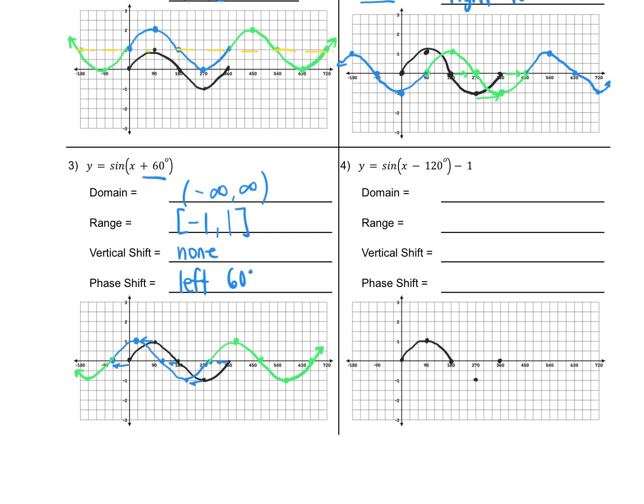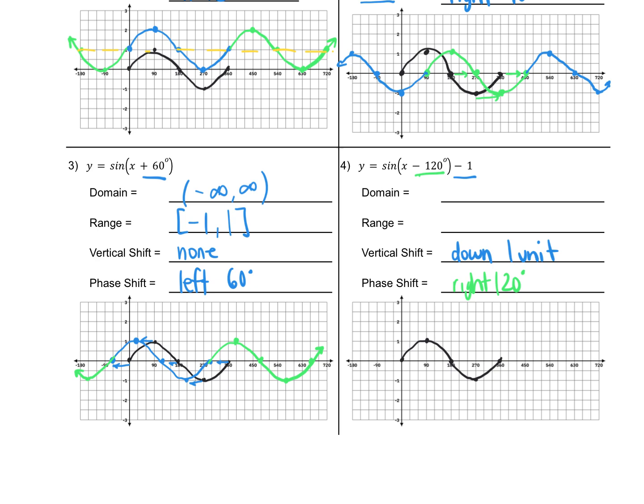Here's my base function. And here we do have 2 sets of transformations. I have a vertical shift of down 1 unit because of that -1. I have a shift to the right 120 degrees. It says minus, I'm taking the opposite sign. Now I'm going to do both of these transformations at the same time.